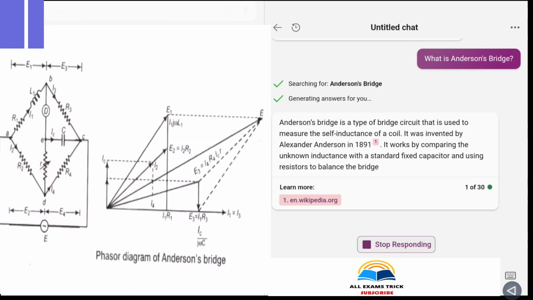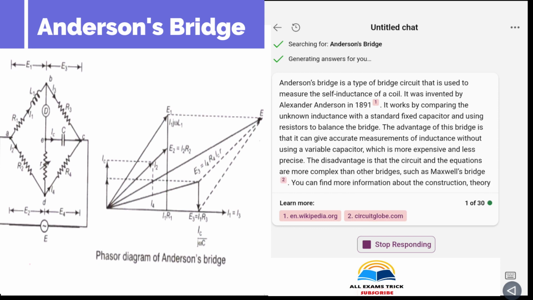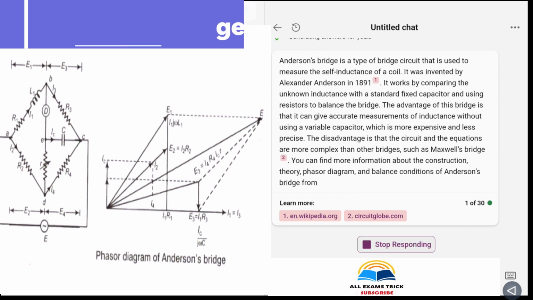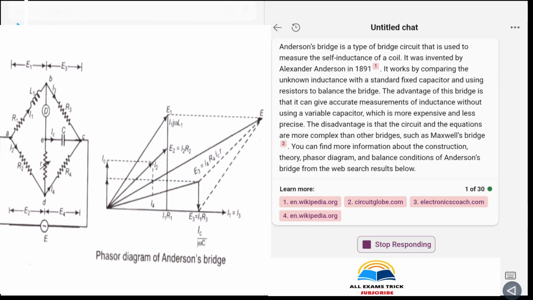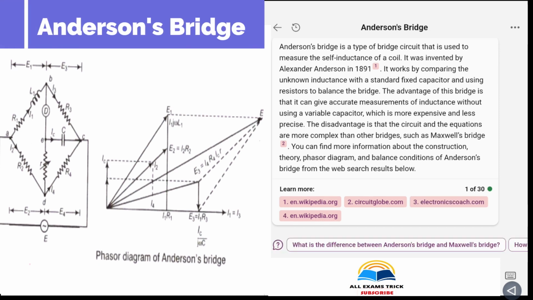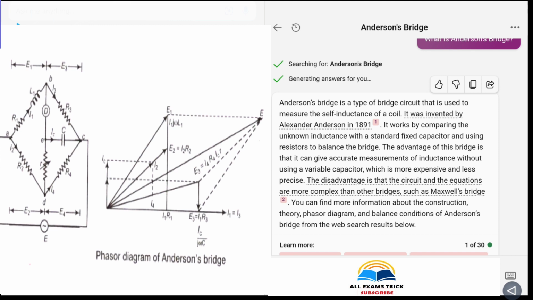Anderson's bridge is a type of bridge circuit that is used to measure the self-inductance of a coil. It was invented by Alexander Anderson in 1891. It works by comparing the unknown inductance with a standard fixed capacitor and using resistors to balance the bridge. The advantage of this bridge is that it can give accurate measurements of inductance without using a variable capacitor, which is more expensive and less precise.